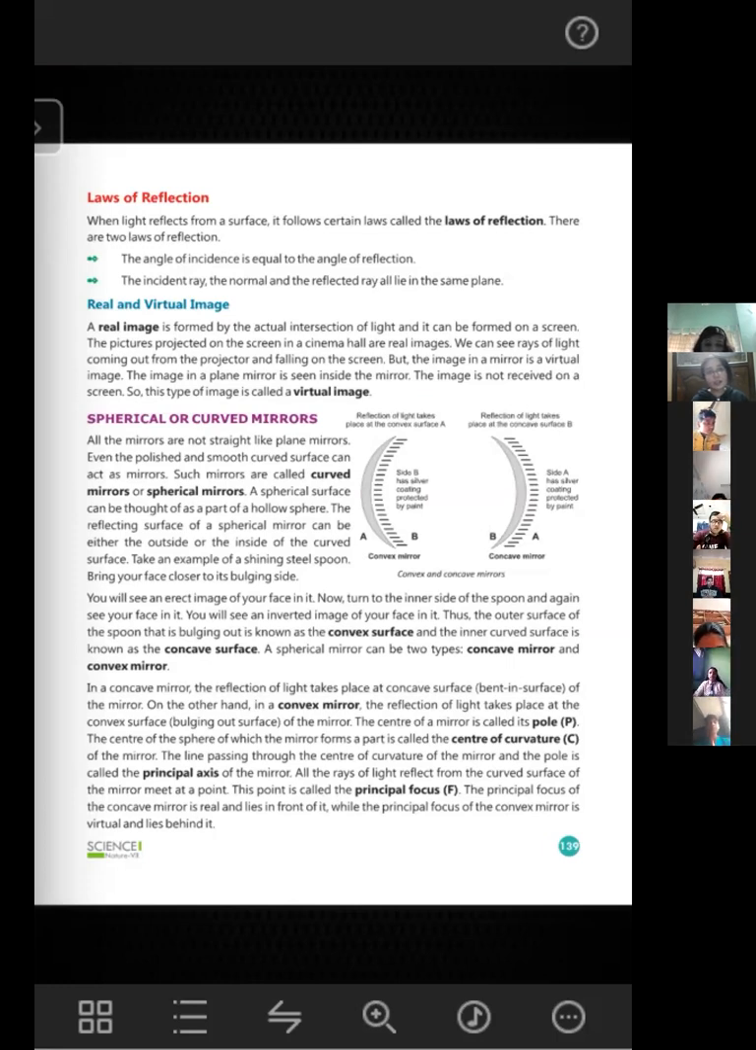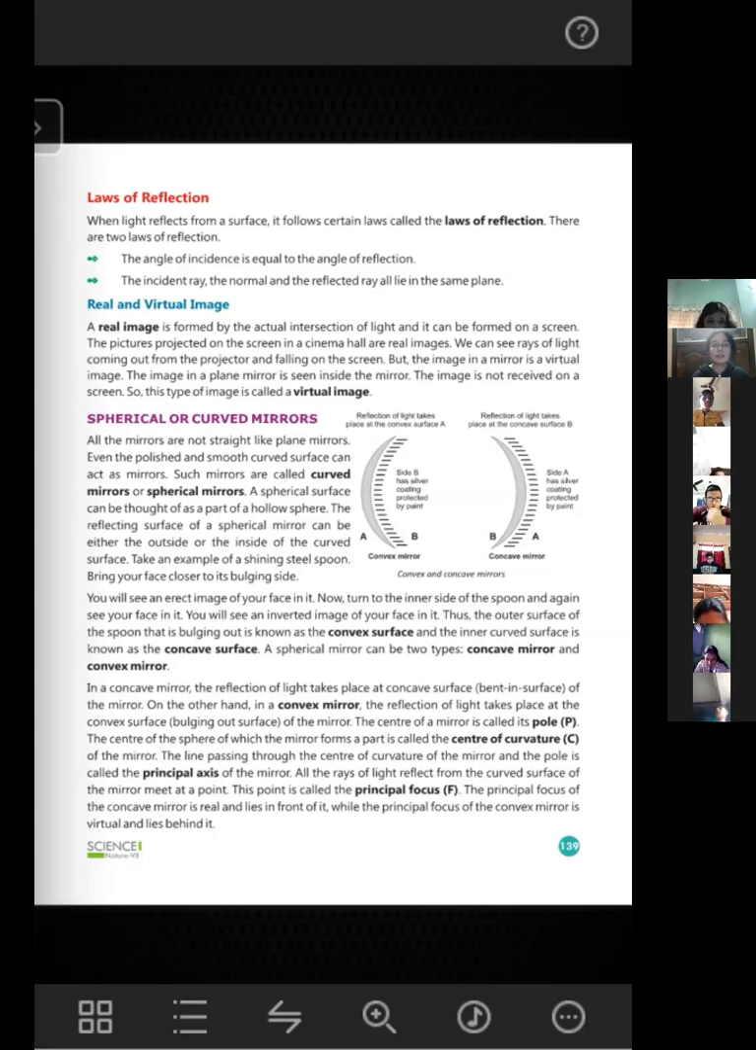But the image in a mirror is a virtual image. The image in a mirror or in a plane mirror is seen inside the mirror. The image is not received on a screen. Okay, it will be easier for you to understand. Suppose you have a projector. Okay, in your school you have seen in smart board. The projector is there in front of the board. Now the light is coming out from the projector, right?